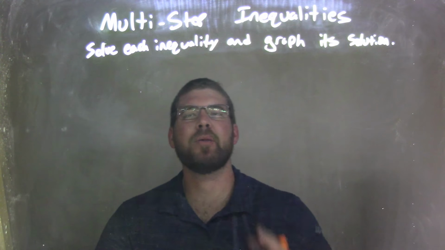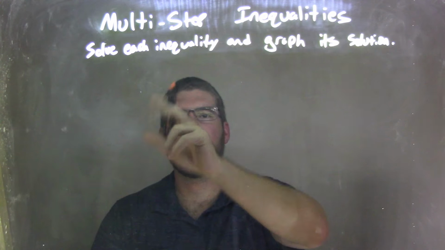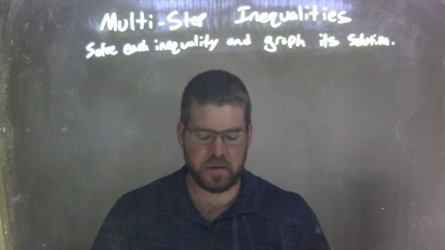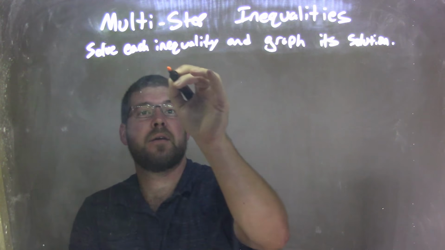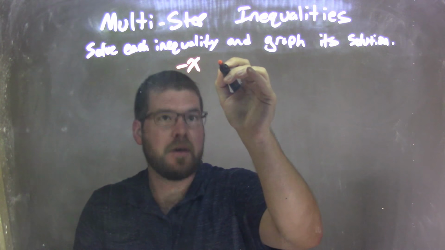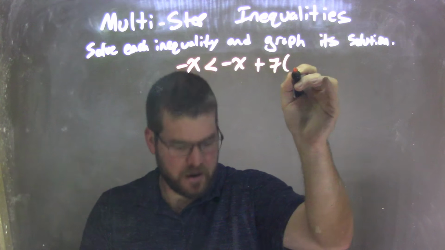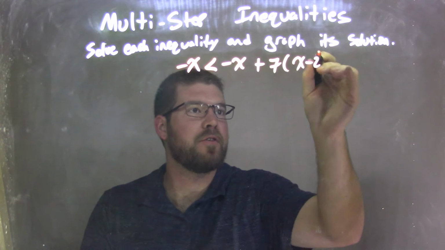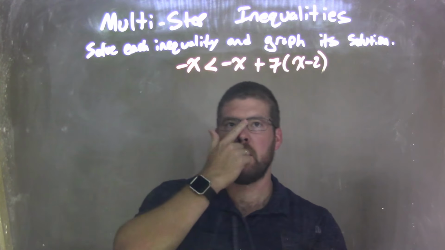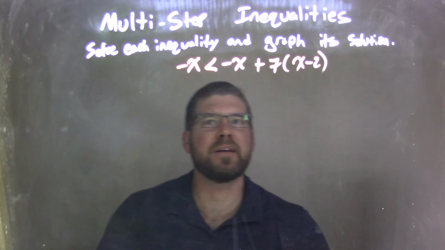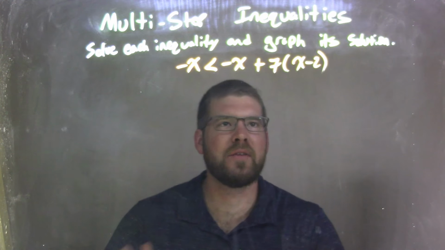And today we're going to learn about multi-step inequalities, and we're going to solve each inequality and graph its solution. So if I was given this inequality, negative x is less than negative x plus 7 times x minus 2. Okay? Well, my first step is, people have different ways they want to do this.